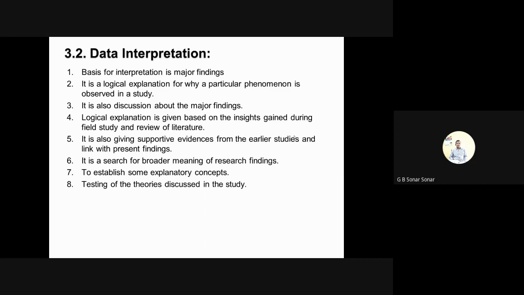So, in most of the research studies, this part will be missing. We simply make analysis using percentage. We do not give logical explanation for why something is more and why something is less.